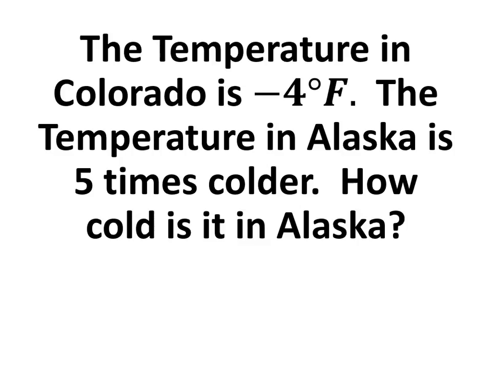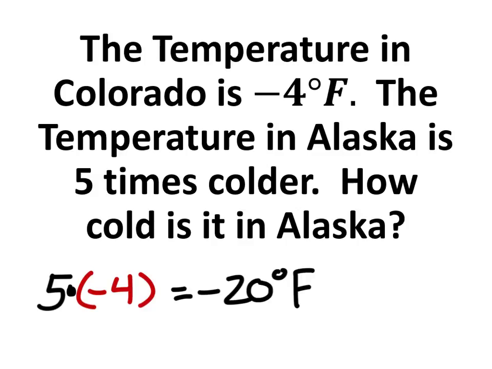So all I'm going to do is take that negative 4 degrees and I pretty much just have 5 sets of that. So I'm going to multiply 5 by negative 4. You can show the multiplication in here if you need to. And 5 times negative 4 would be negative 20 degrees Fahrenheit. So that's how cold it would be in Alaska.